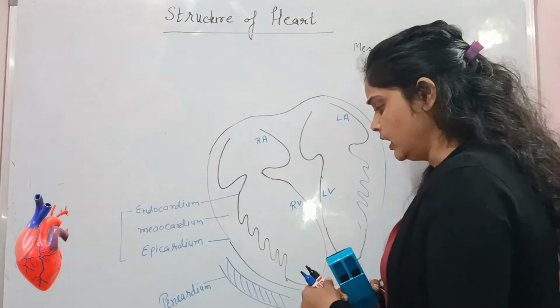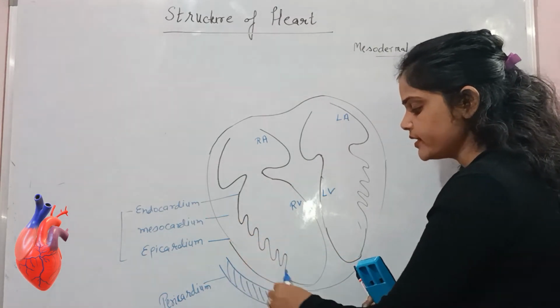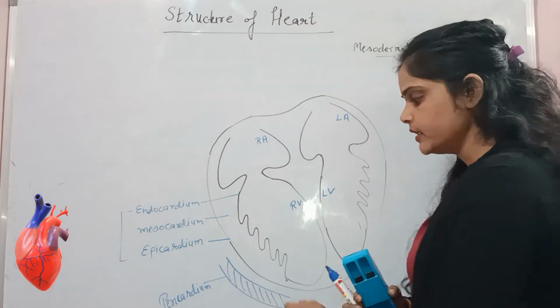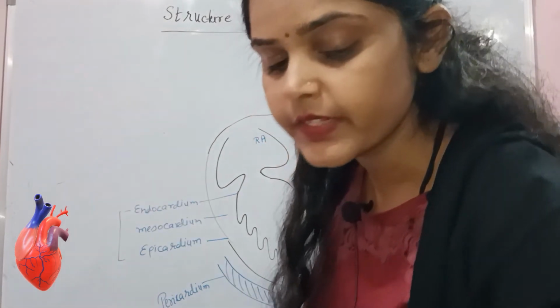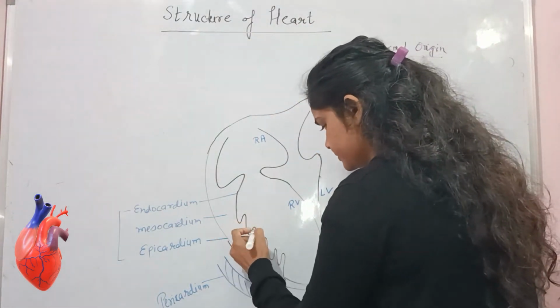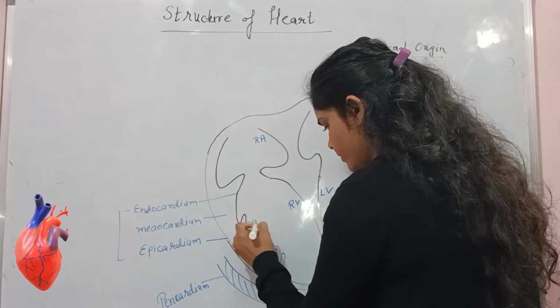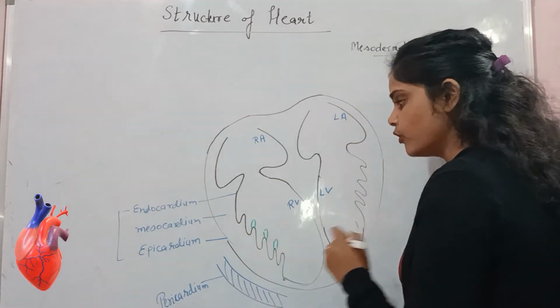Another thing is that here you are seeing that certain convoluted structures are present. Okay, these convoluted structures are having some specific muscles known as what? The papillary muscles. What are these?